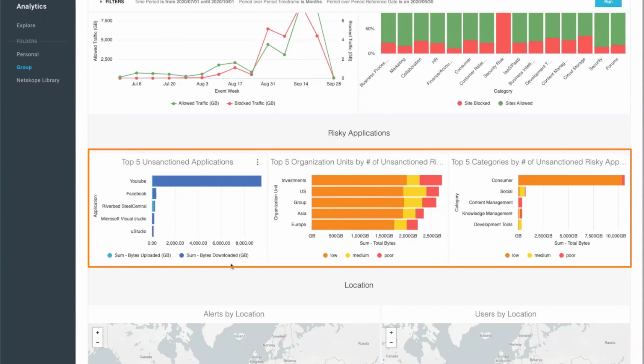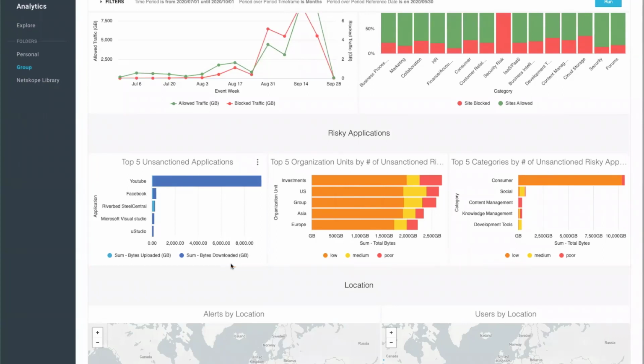And then on the right, we also have this broken down into the specific categories of those applications as well. You could say that for day-to-day consumer activity, there may not be an issue, but if you're seeing unsanctioned high-risk applications with poor ratings being used for knowledge management or content management, whatever type of categories are shown here, that could be an indicator that requires investigation.